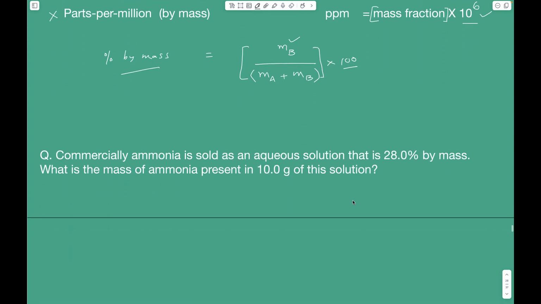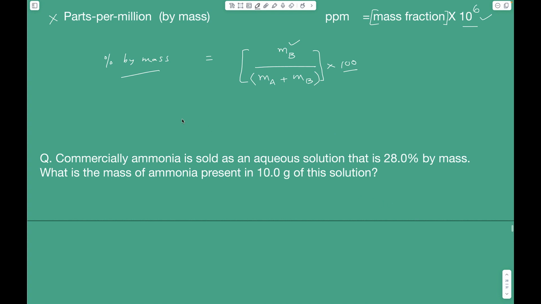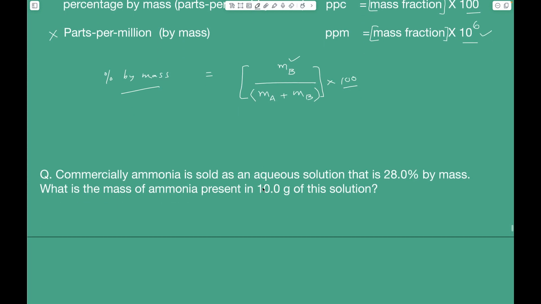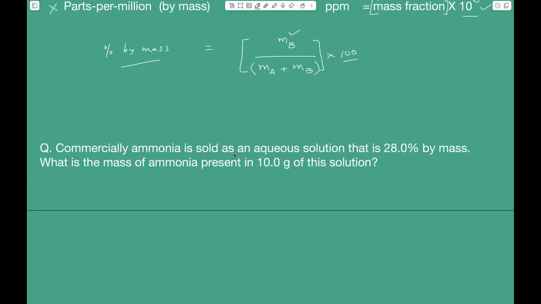Now we are ready to work out some examples on percentage by mass and mass fraction. This question says commercially ammonia is sold as an aqueous solution that is 28% by mass. What is the mass of ammonia present in 10 grams of this solution? How do we answer this question? Here, first you have to identify what the solute is. The solute is ammonia and the solvent is water because it is an aqueous solution.